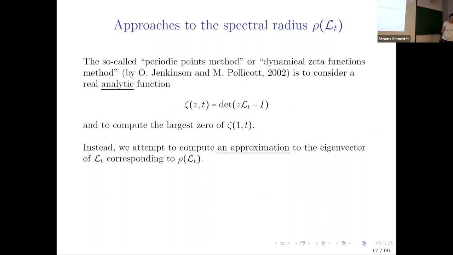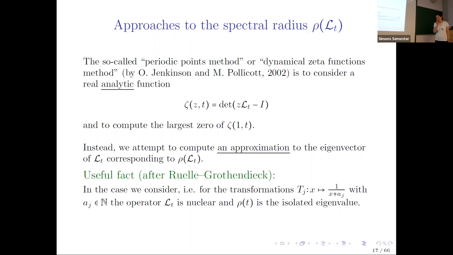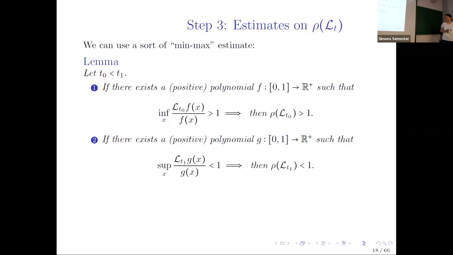So instead of looking for the spectral radius, we are going to look for the eigenvector. Luckily for us, in the setting we consider, the spectral radius is an isolated maximal eigenvalue. It would be sufficient to find the eigenfunction which corresponds to this maximal eigenvalue.